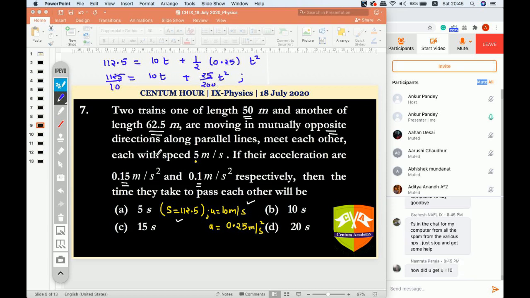How did you get u equal to 10, beta? There are two trains, each moving with 5 meeting. Okay, relax guys, no mockery when we are clarifying our friend's doubt, or don't consider them friend. Simple.